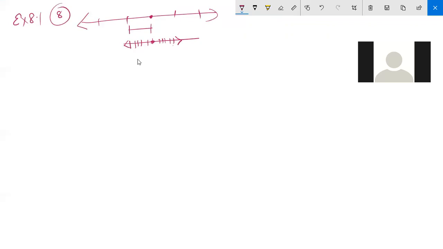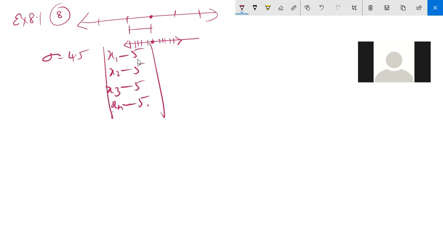He's telling the 8th sum. The standard deviation of a data is 4.5. Now x1, x2, x3 up to xn are there. Each of the values is decreased by 5: x1 - 5, x2 - 5, x3 - 5, up to xn - 5. These are the new values. What happens to sigma?